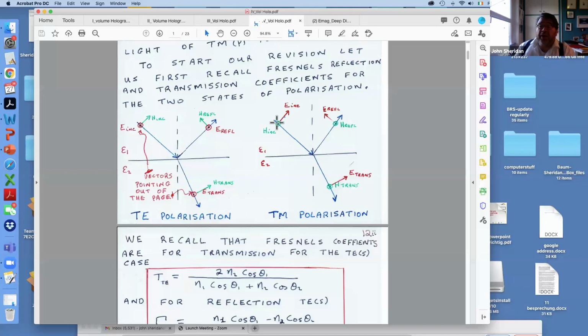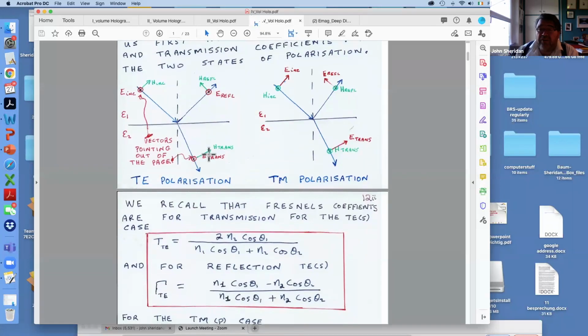If it's pointing out of the page, then we actually have consistency with our Poynting vector. That E cross H gives us this particular direction for our Poynting vector. And we see now that these two are different: the orientation of the E field with respect to that surface. And if we have fringes in here, we're going to see that the orientation of the E field with respect to the fringes of the grating component, the grating vector, is going to be different. And because of that, we're going to change the results.